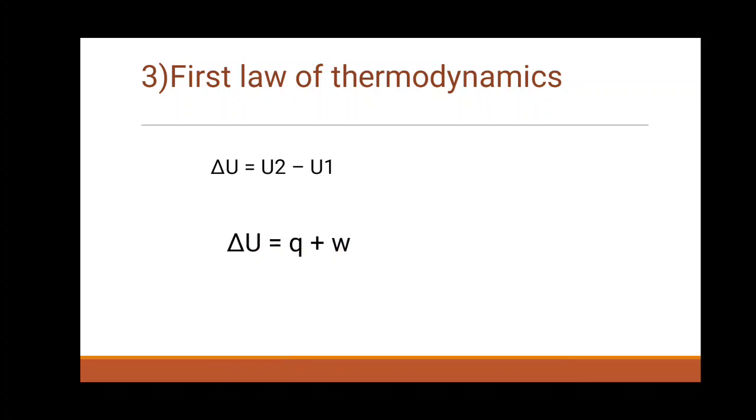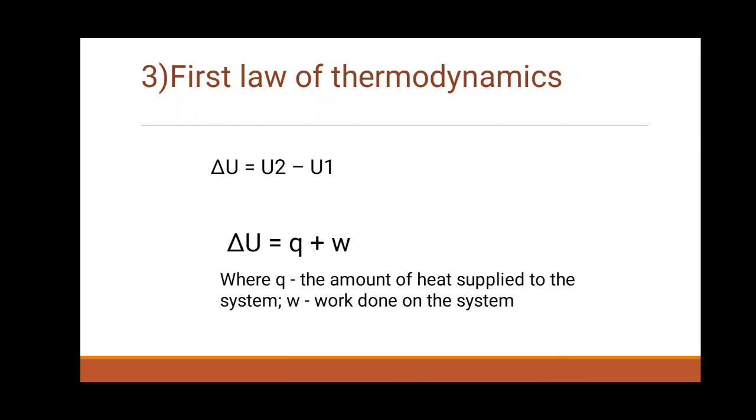According to the first law of thermodynamics, del U equal to Q plus W, where work is done on the system. If work is done by the system, it is del U equal to Q minus W. So this formula belongs to first law of thermodynamics. Now, what is Q? Amount of heat supplied to the system. W, work done on the system. That's why the sign is positive.